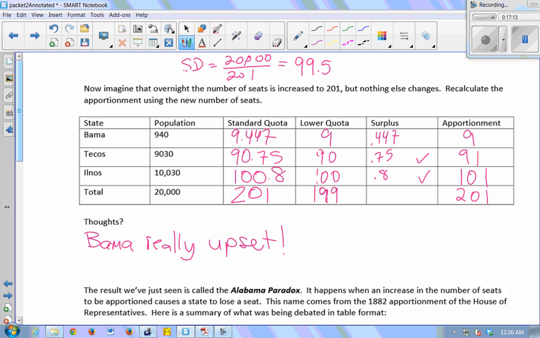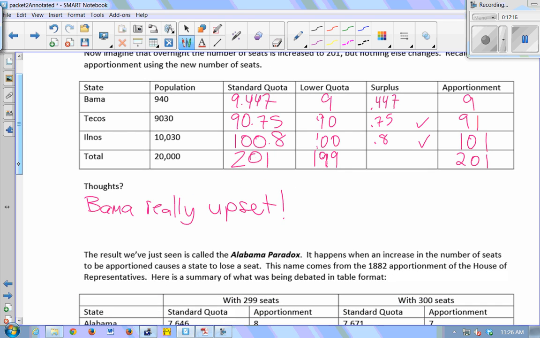Okay. And this result is an example of something called the Alabama paradox. It happens when you increase the number of seats to be apportioned, and that causes a state to lose a seat. Okay, and this name comes from the 1882 apportionment of the House of Representatives.